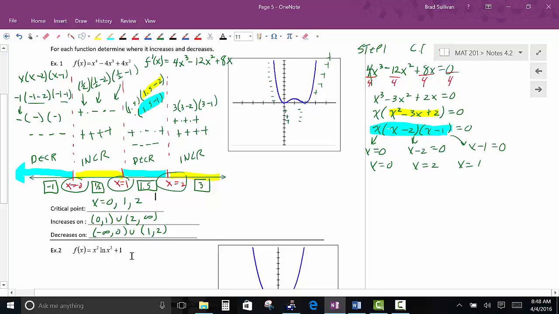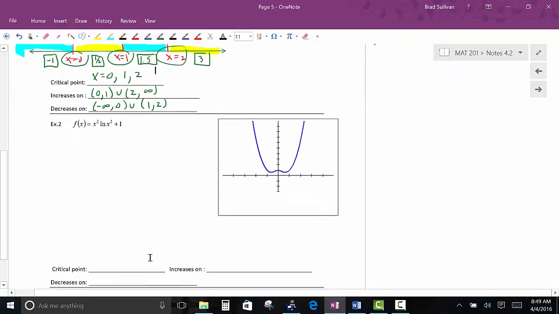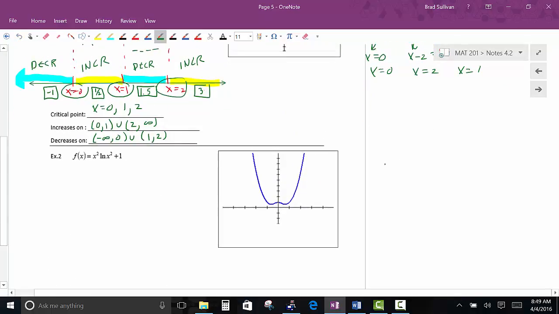All right, now we're going to look at this function, x squared ln(x squared plus 1), and we're going to run through everything exactly the same way. So what I'm going to do on this one is we're going to start by doing a derivative to find our critical points. So let's go ahead and start with this. This is probably where some of you guys need a little work, is on doing some of these derivatives with logarithms and other things, okay?